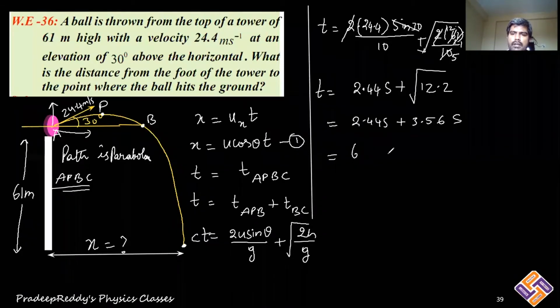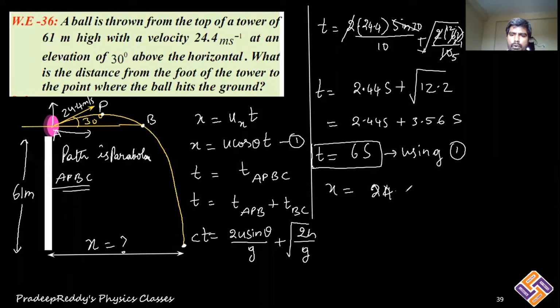Take this and use it in equation 1. Use this time in equation 1. So x is equal to u cos theta. What is u? 24.4 into cos theta, that is cos 30, into time taken, 6 seconds, right? And this is in meter per second. Second gets cancelled.